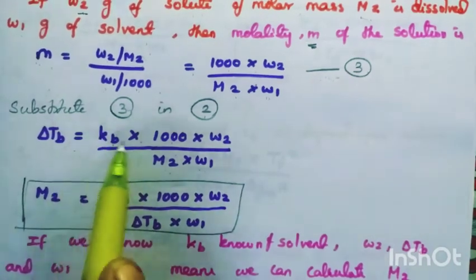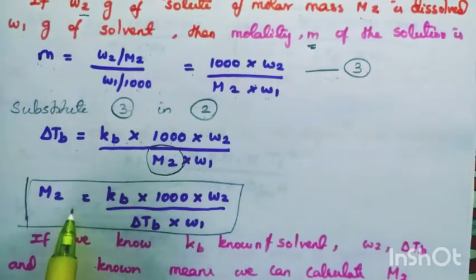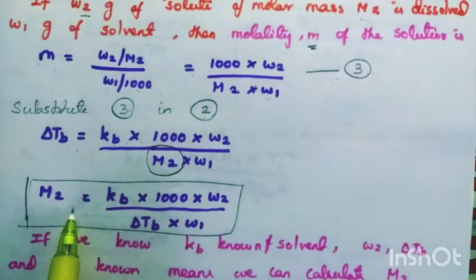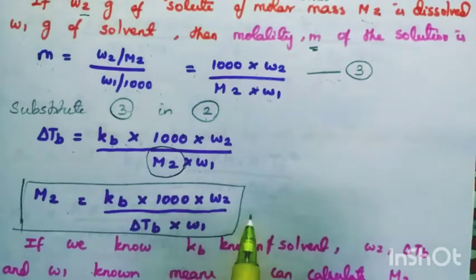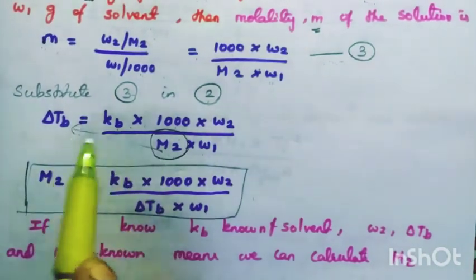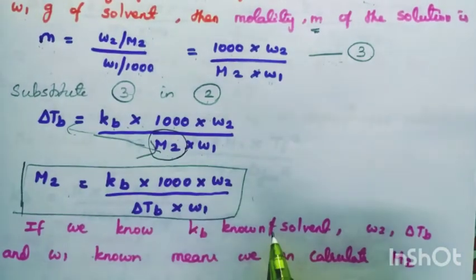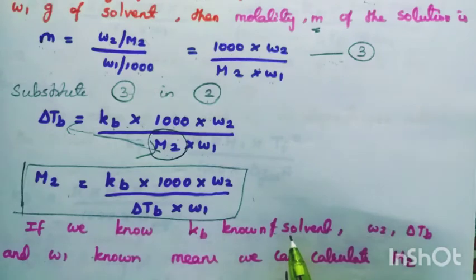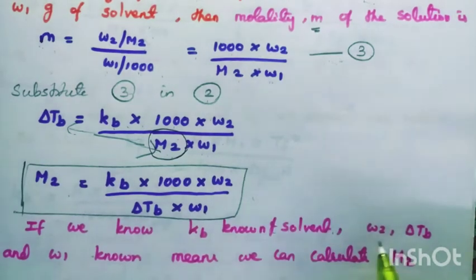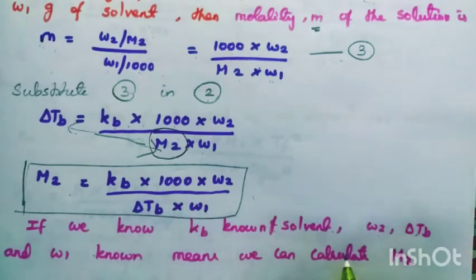So if we know all the terms except M2, we can calculate M2. M2 is equal to Kb into 1000 into W2 by delta Tb into W1. M2 goes to this side and delta Tb comes here. So if we know Kb of the known solvent, W2, delta Tb and W1, we can calculate M2.